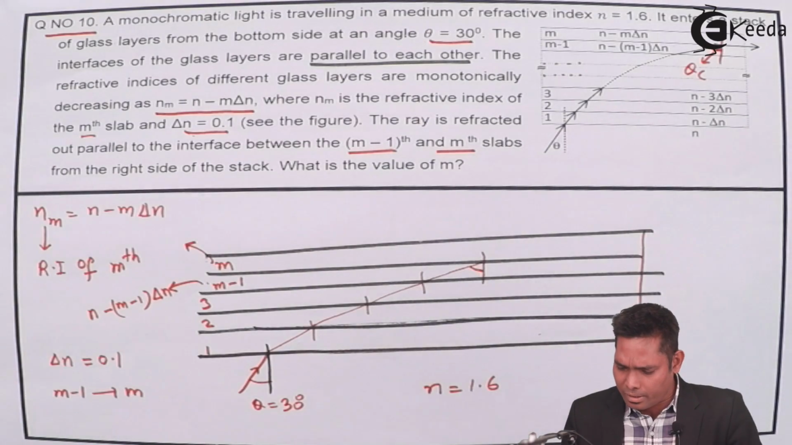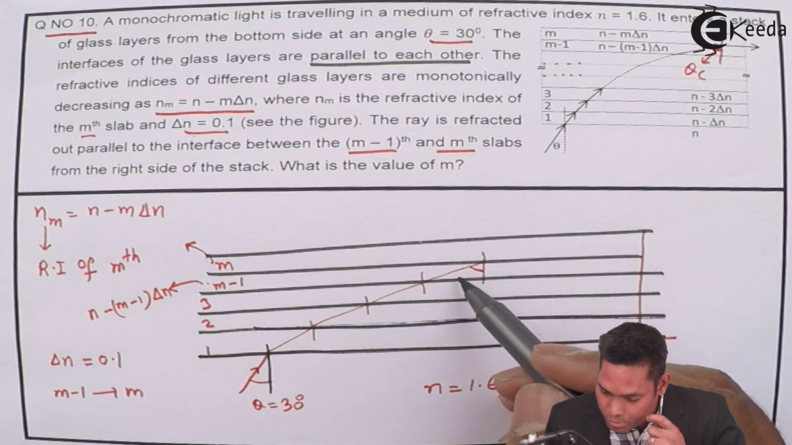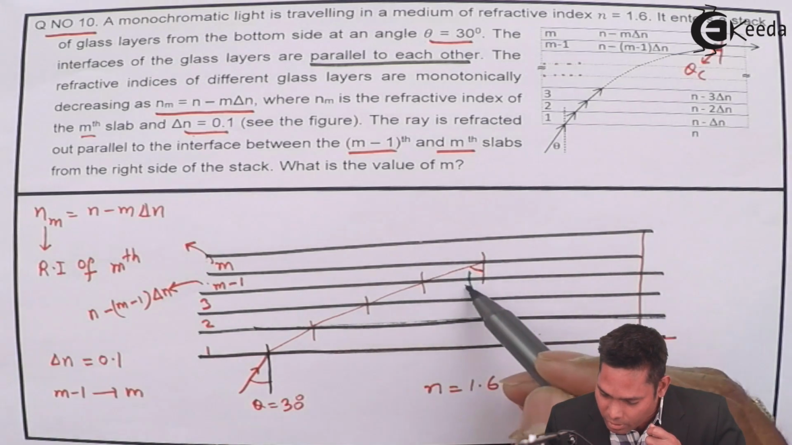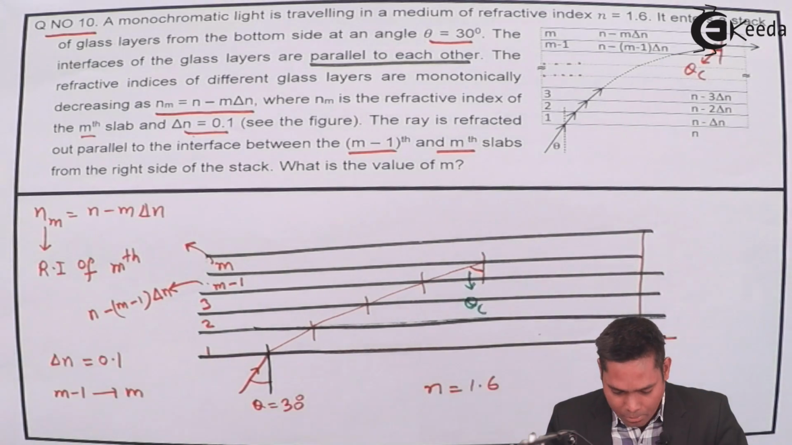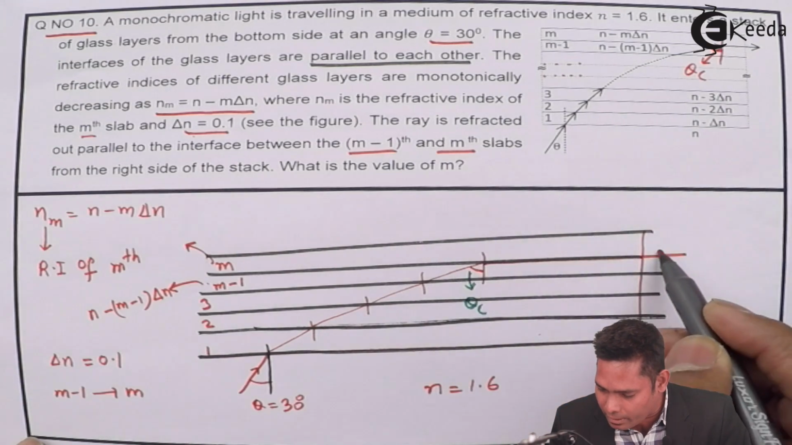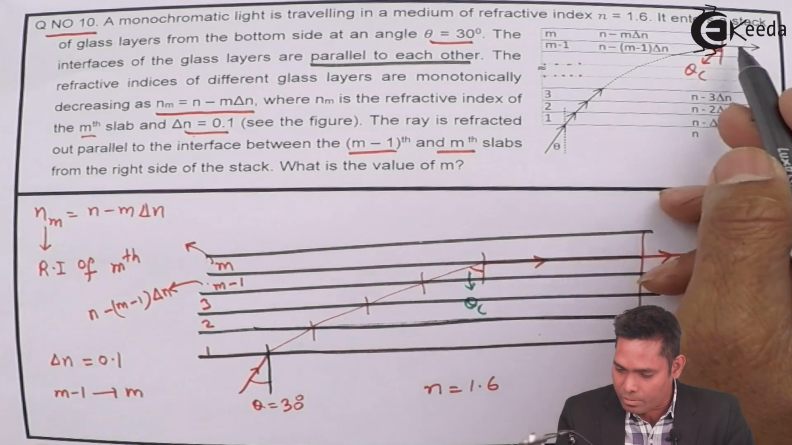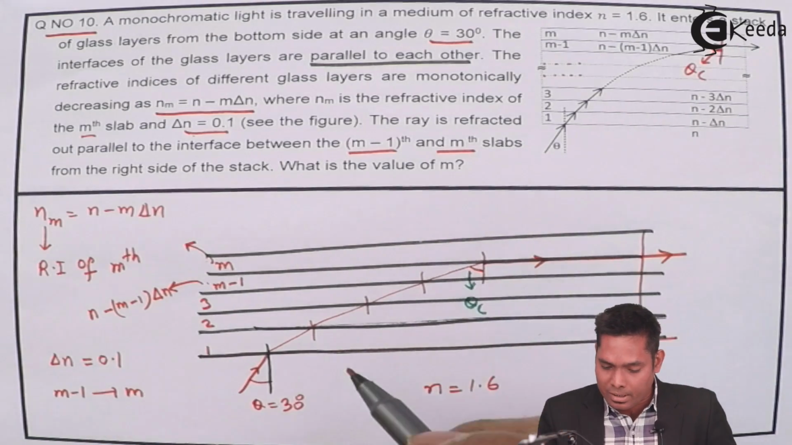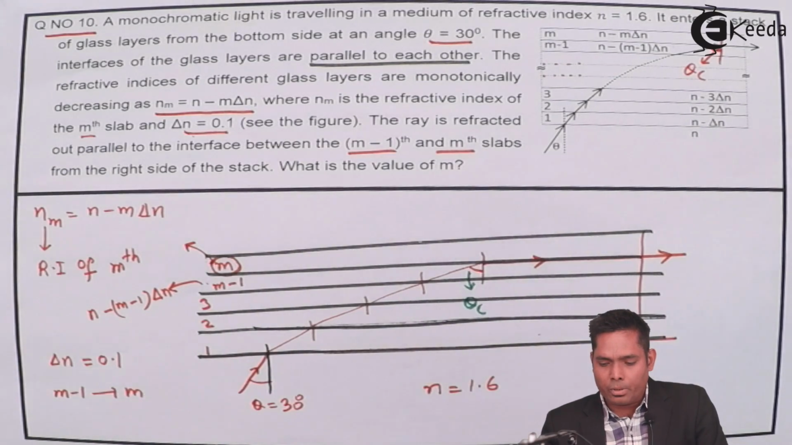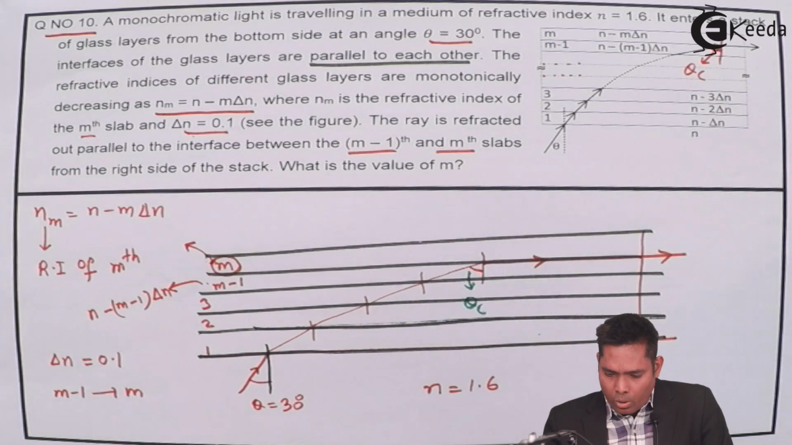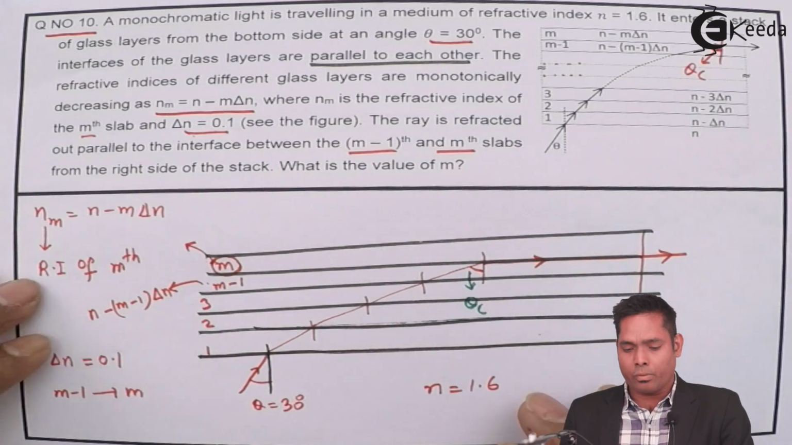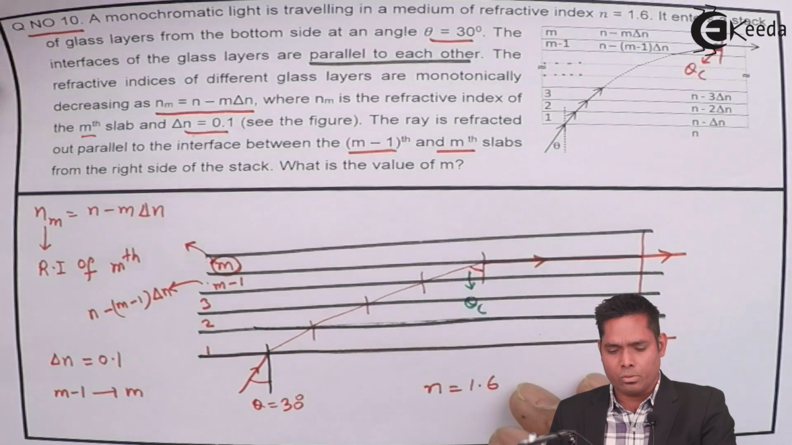If that is the critical angle here, when the ray moves from this m minus 1 towards m, this angle is your theta c, critical angle. After that, this ray moves parallel and then comes out like that. This is what's shown here. So what we have to find is this number m. In between it might have different angles. So let us use one concept. First let us understand one concept, then we will solve this.